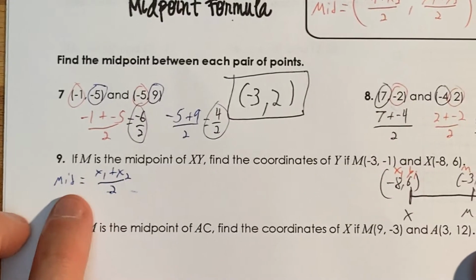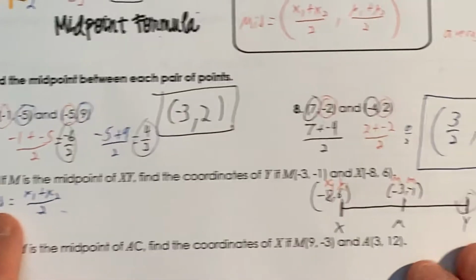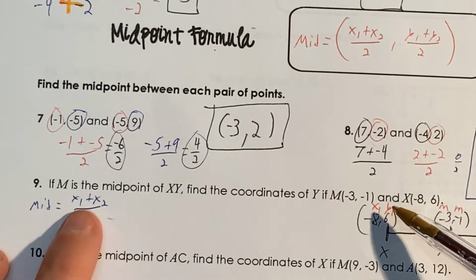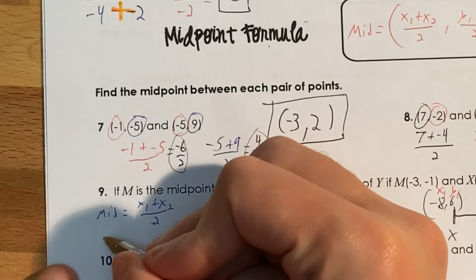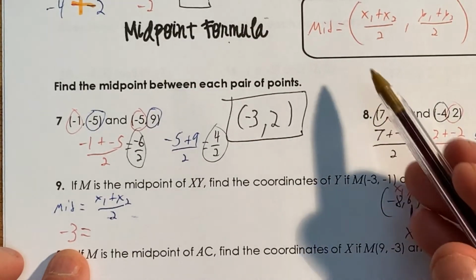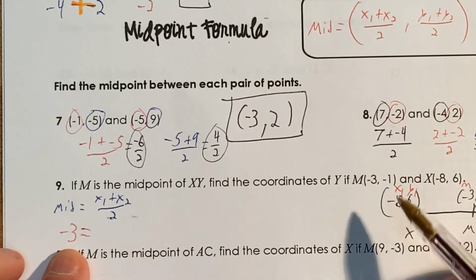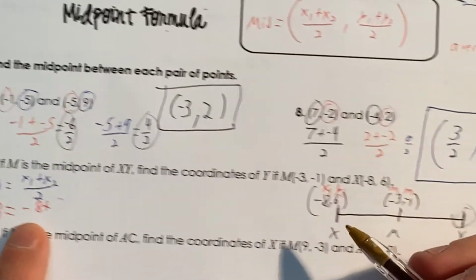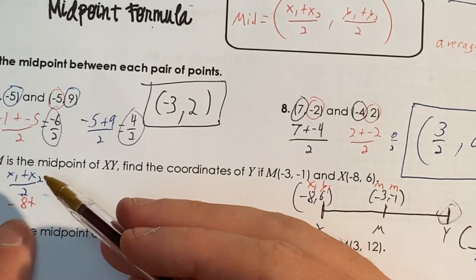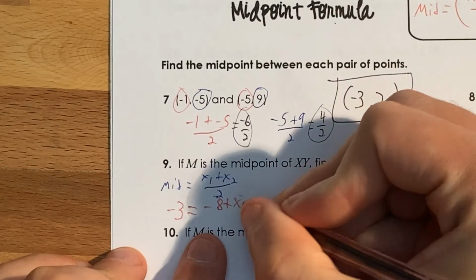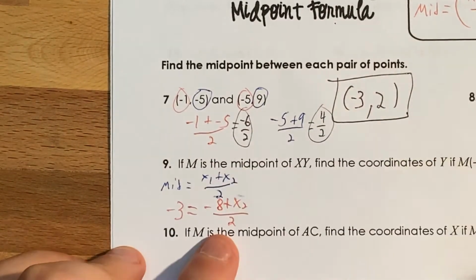So when we plug this in, if we are talking literally about x, then what's the x value at m, the midpoint? The x value is negative 3. So we would say negative 3 is equal to, and then the formula says x1, so x1 is negative 8, plus x2, which we don't know, so it's going to stay as x2. And then that's over 2.